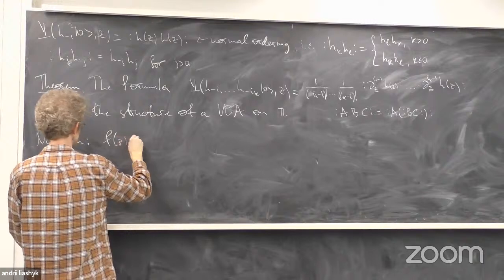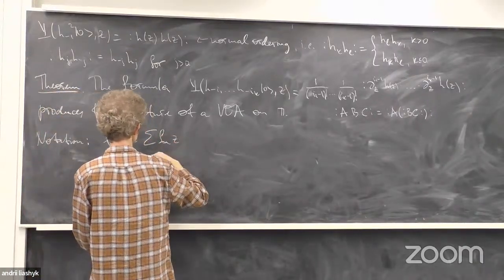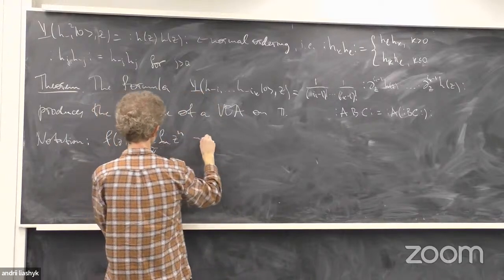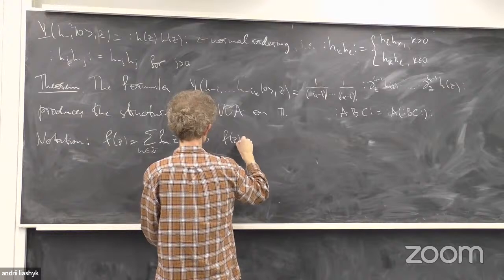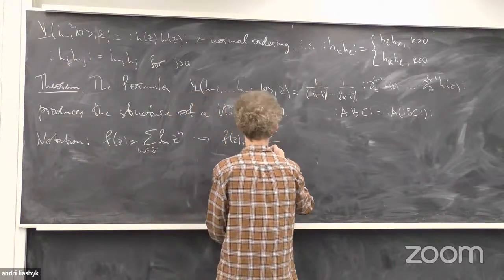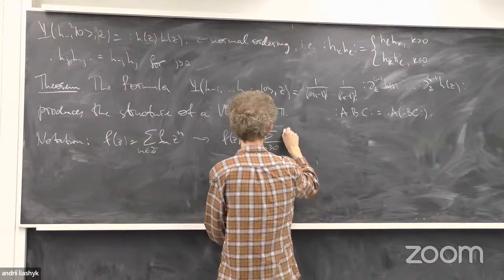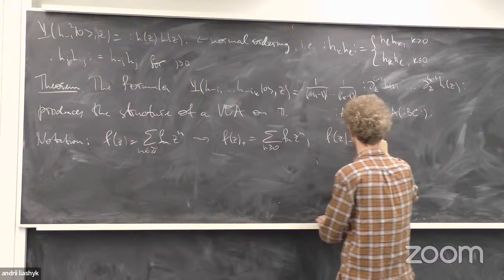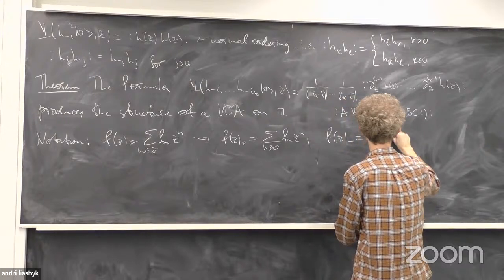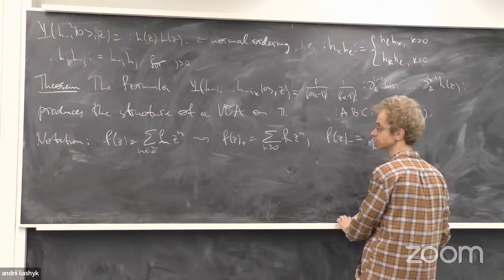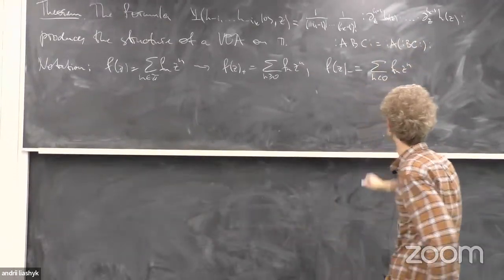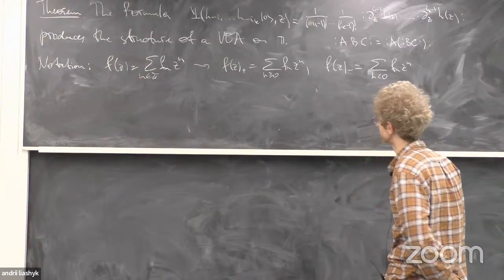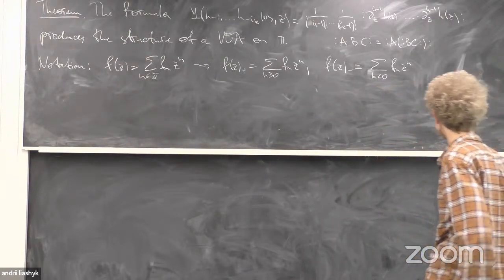So let's first of all fix notation. We have f of z, which is the sum f_n z to the n, n from Z. We say that f of z plus is the sum over n greater than 0 of f_n z to the n, and f of z minus is the sum over n less than 0 of f_n z to the n. So just splitting the whole sum into two pieces.